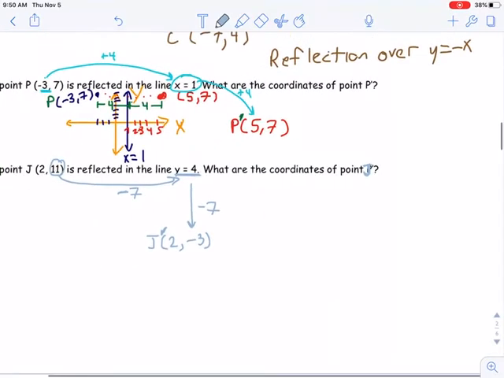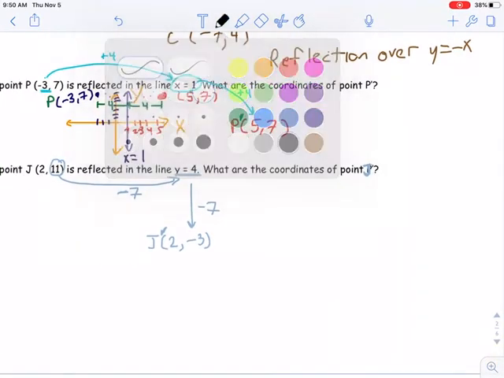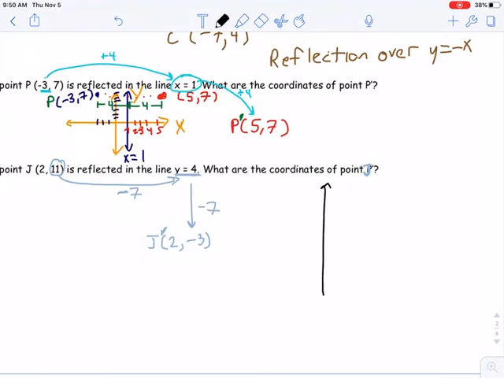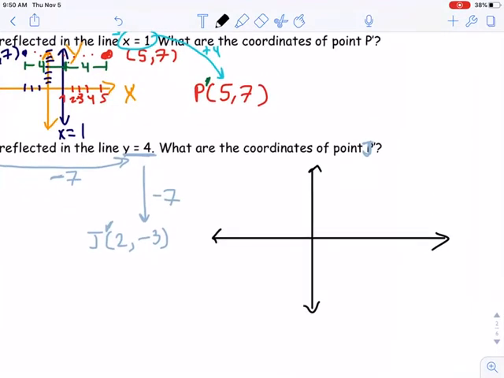Oopsies. All right, let me just draw a quick picture. I'm a very good artist. If you guys can't tell, I'm probably the best drawing teacher you ever had for math. All right, so J is at 2: 1, 2, 3, 4, 5, 6, 7, 8, 9, 10, 11. J is at (2, 11).